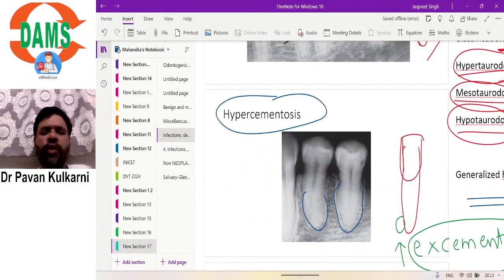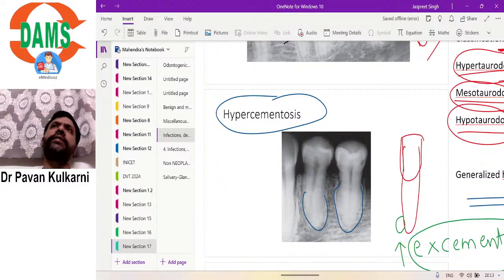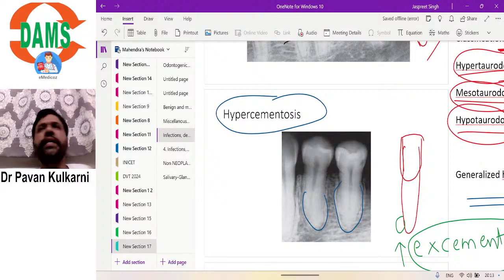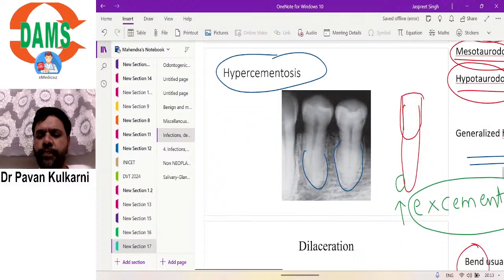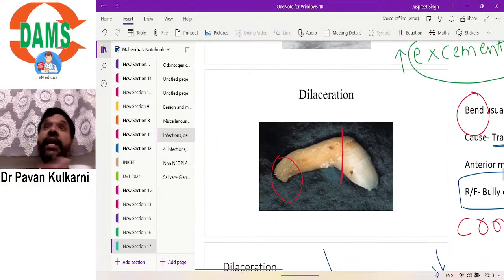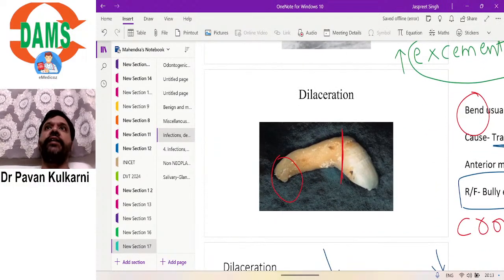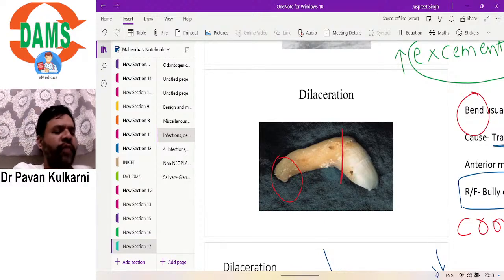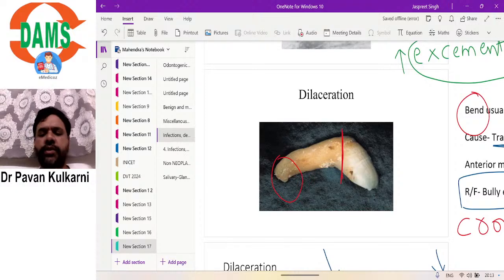This is another image of hypercementosis, where we can see an extra mass of cementum. This excessive cementum deposition that you can see on the root is typically seen in case of Paget's disease. Generalized hypercementosis, when I am talking, is generalized, not localized hypercementosis. Generalized hypercementosis is a feature of Paget's disease.